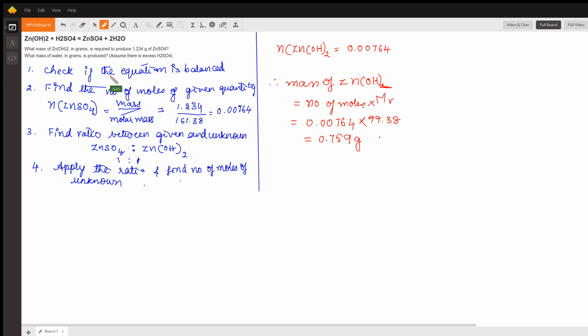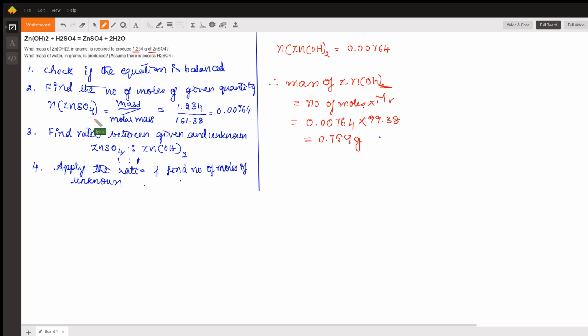In such cases, first and foremost, you want to check if the equation is balanced. In 99% of the cases it would be balanced, but we just want to double check it. After that, you want to find the number of moles of the given quantity. The given quantity in this case is zinc sulfate.